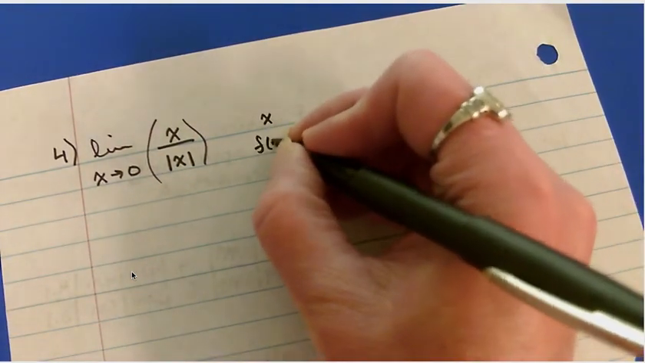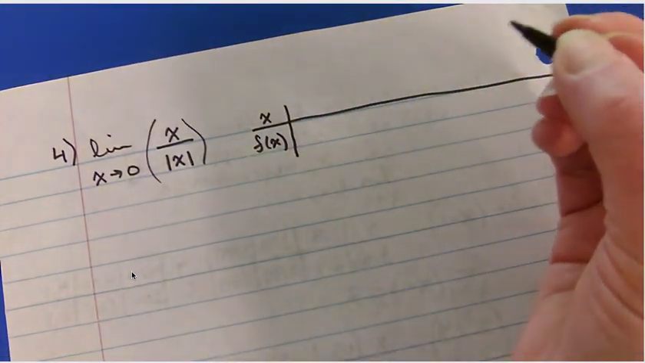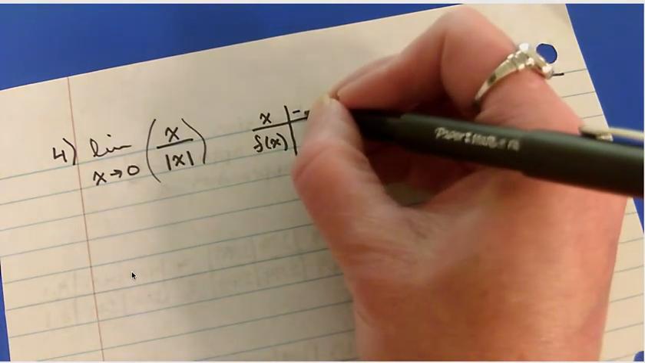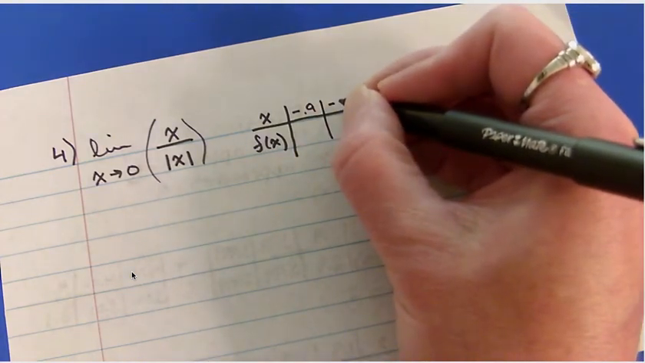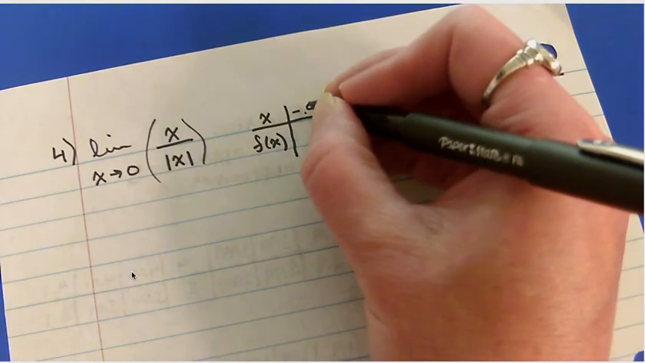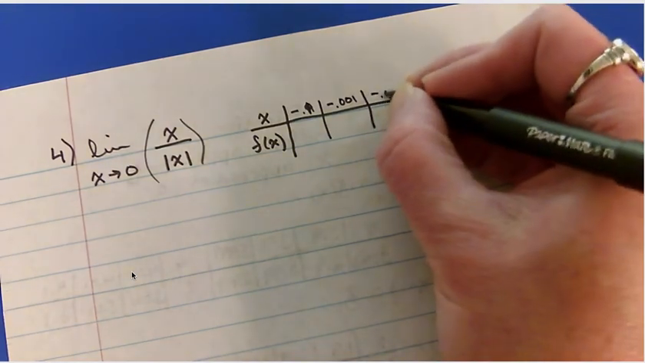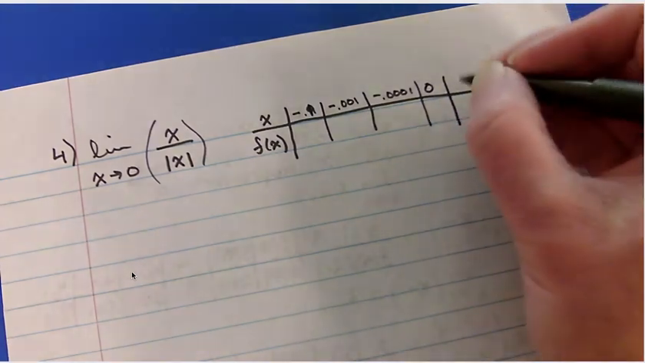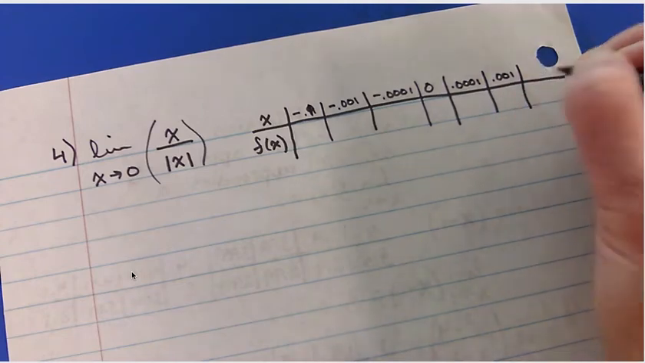So let's make a table. And we're trying to get really, really close to 0. So this would be like negative 0.1, then negative 0.001, then negative 0.0001. And then it would have 0. And on the positive side, it would just be the positive version. It's 0.0001, 0.001, 0.01.